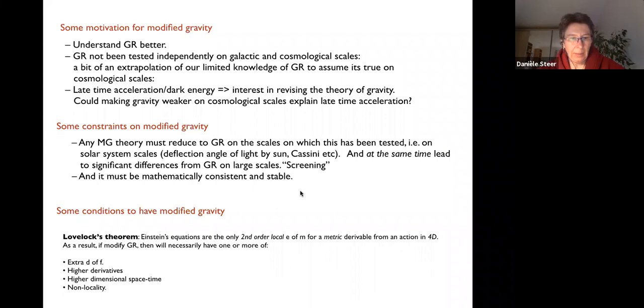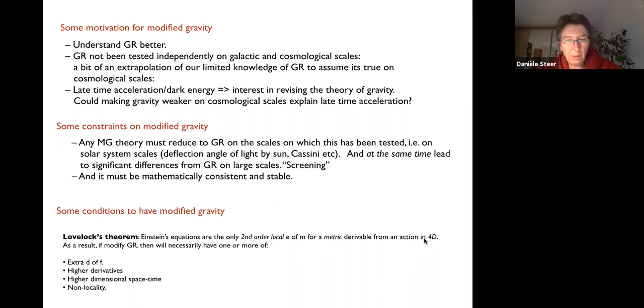So, the conditions that your modified gravity theory must satisfy. Among these motivations, at least this one, you'd like to be able to solve this problem. But first, there's this lovely theorem of Lovelock, which tells you what at least you have to do to modify gravity. Lovelock's theorem says that general relativity is a unique theory with local second-order equations of motion for a metric in 4 dimensions.